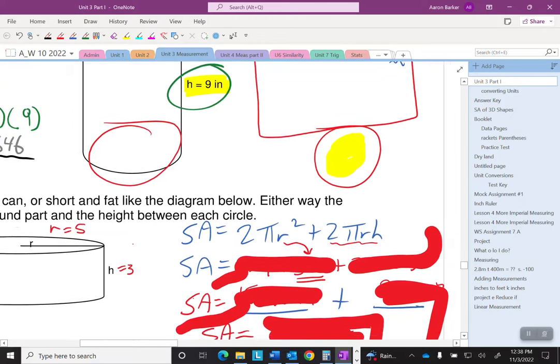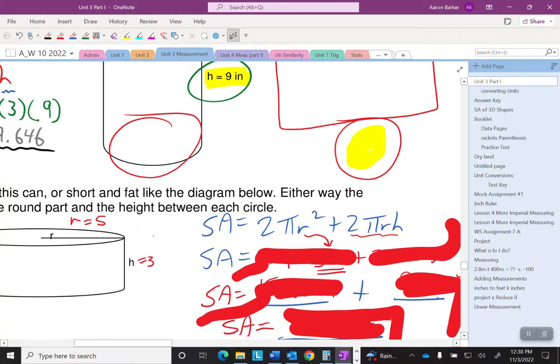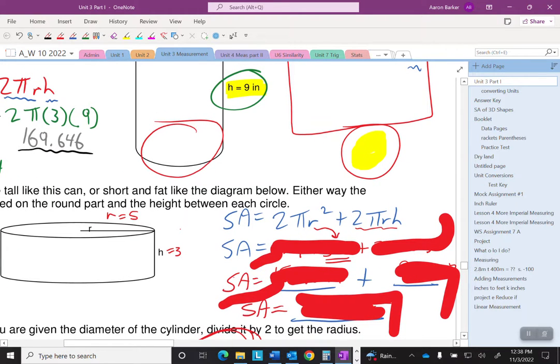Okay, so you should have written down here 2 pi r squared plus 2 pi rh. Okay. What's our next step? Substitute. Okay, so substitute in the numbers. So 2 times pi times r squared, or times blank, plus 2 times pi times r times h. Substitute in the numbers you know. Give it a guess. I'm going to show you in a second, but it's a great time now. Give it a guess. What would you multiply?